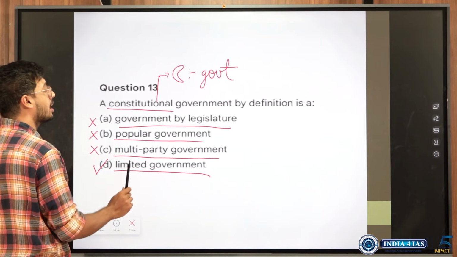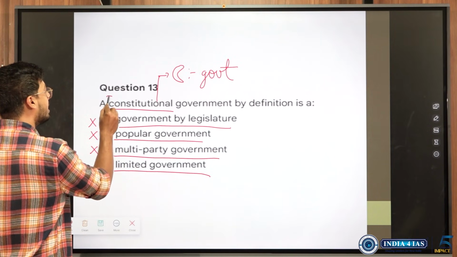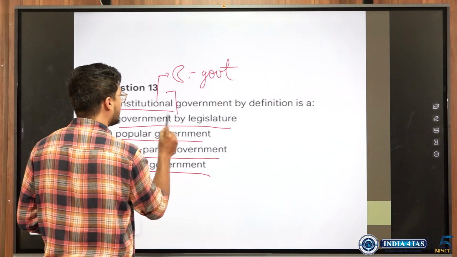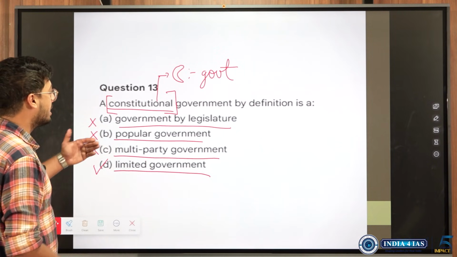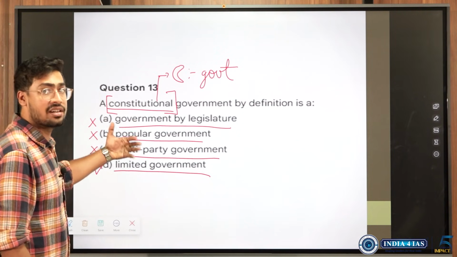This can be asked in different ways, so the basic idea should be clear. In India, it is the constitution which is the supreme entity, and all other parts derive their power from the constitution and are restricted by it.